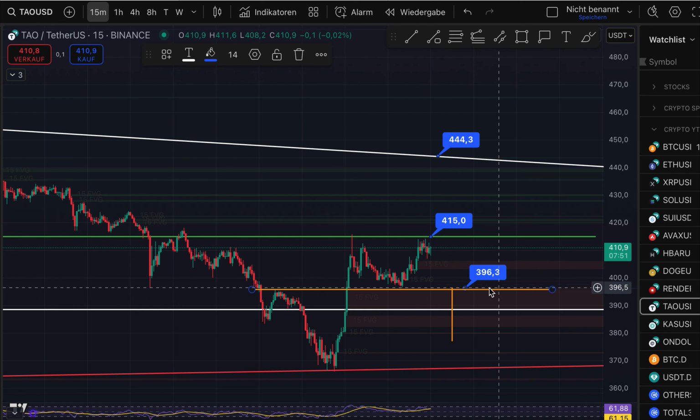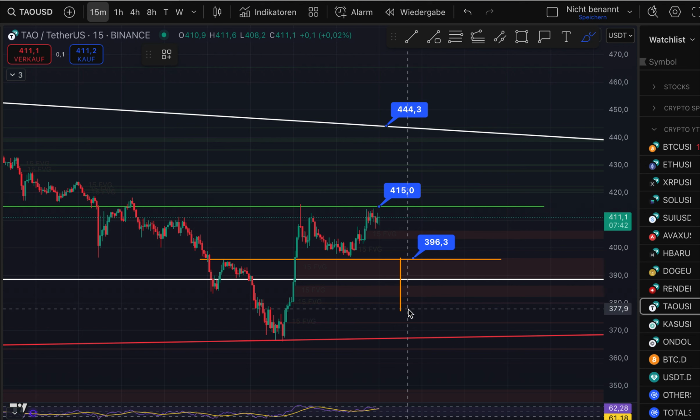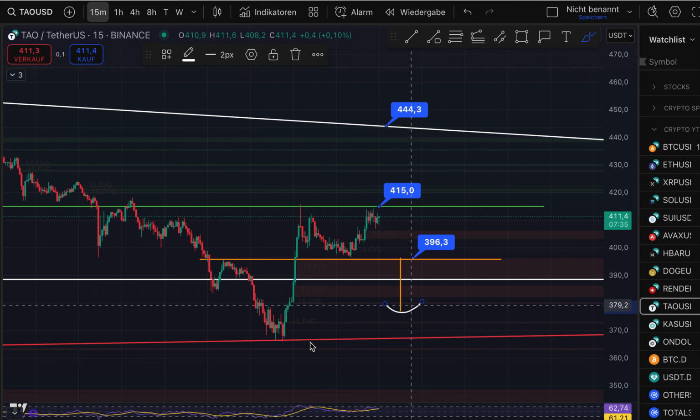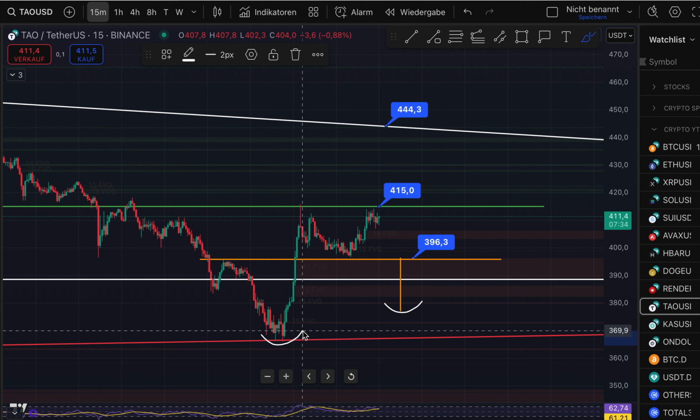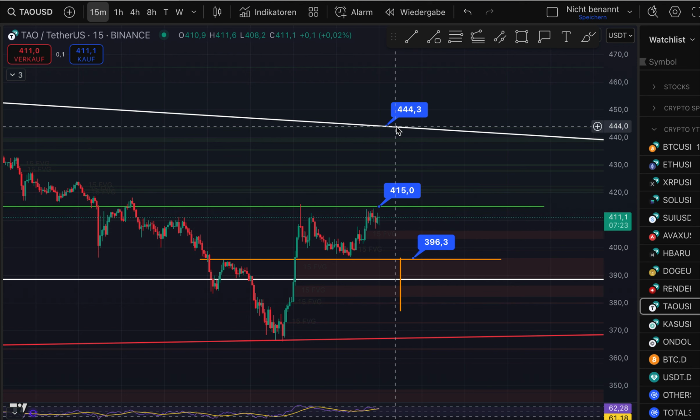2 key levels. $396 US. If that breaks to the downside, then the double top pattern would get activated. Target $378 US. If we get this, then we would just get a higher low to this one here. This would be positive and bullish. If we break the $415 US to the upside, then I think we have a good chance getting up to $444 US for TAO.